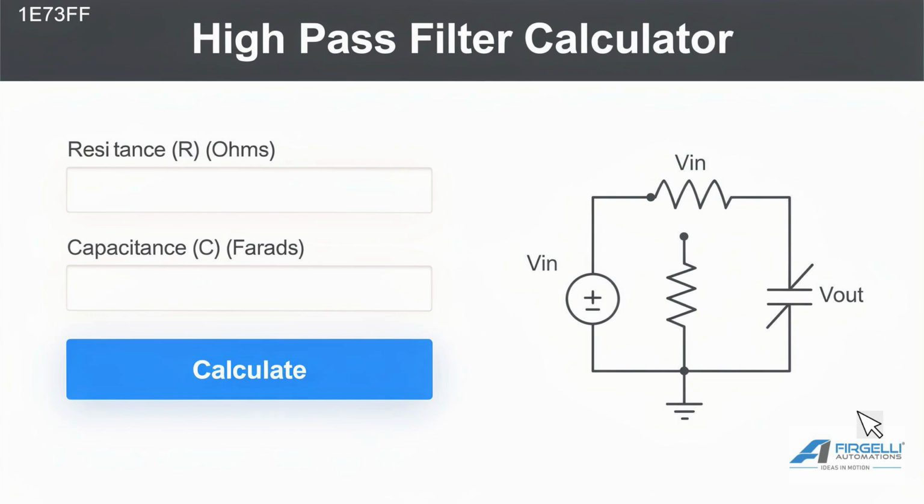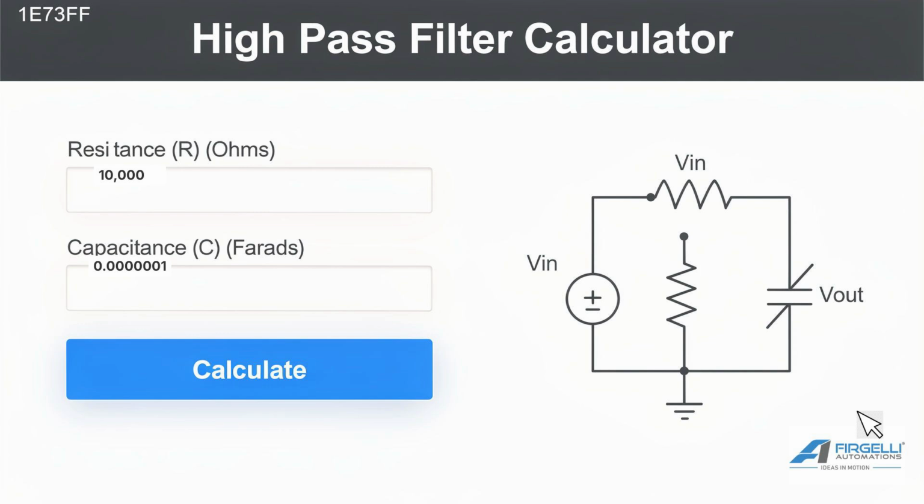I'll enter a resistance of 10,000 ohms and a capacitance of 0.0000001 farads. After clicking Calculate, the results show the cutoff frequency is 159.1549 Hz, meaning frequencies above this value pass through with minimal loss.